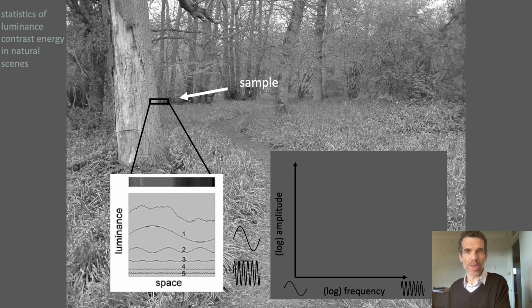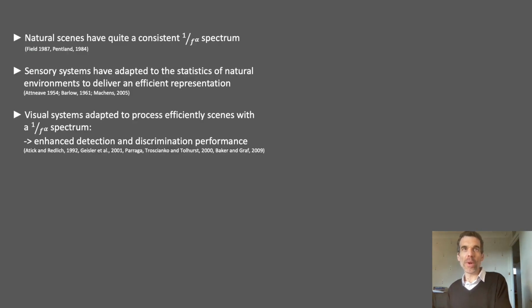If we plot the amplitude of curve 1 to 5 in logarithmic coordinates, we see a decreasing straight line. This graph is called the amplitude spectrum of the image, and this linear decrease in logarithmic coordinates is called 1 over f. What is important here is that this 1 over f structure is very consistent across natural scenes, tropical forest, savanna, dry desert, in spite of their apparent diversity.